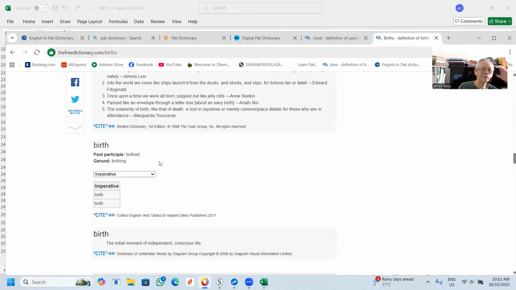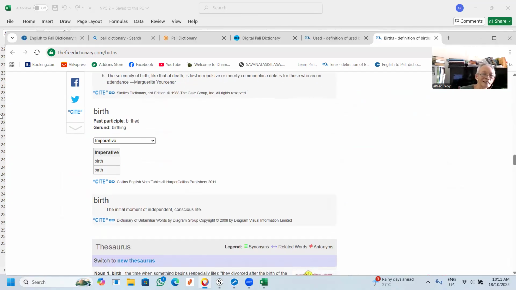Okay, can you see this part? This one in English, can you see my cursor? Here it says imperative, and then it says gerund. Can you see the word gerund? The English gerund with "ing" is something like our Pali present participle.